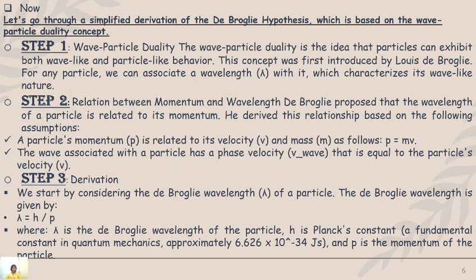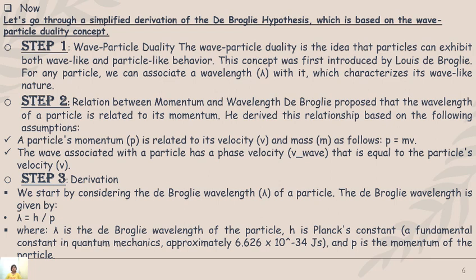Step 2. Relation between momentum and wavelength. De Broglie proposed that the wavelength of a particle is related to its momentum. He derived this relationship based on the following assumptions. The first assumption was that the momentum of a particle is related to its velocity v and mass m as follows: p is equal to mv. The wave associated with a particle has a phase velocity equal to the particle's velocity. Step 3. Let's derive the equation.